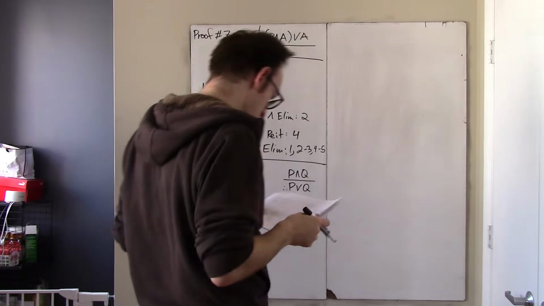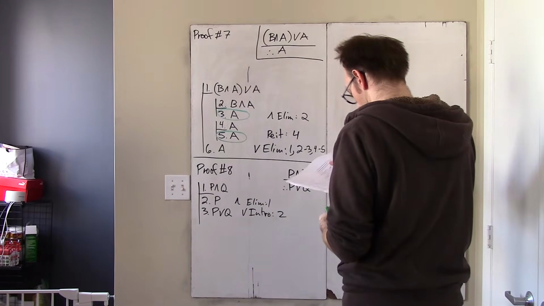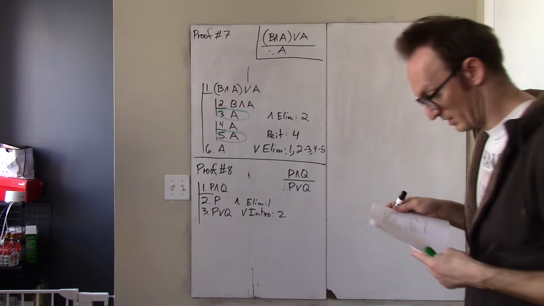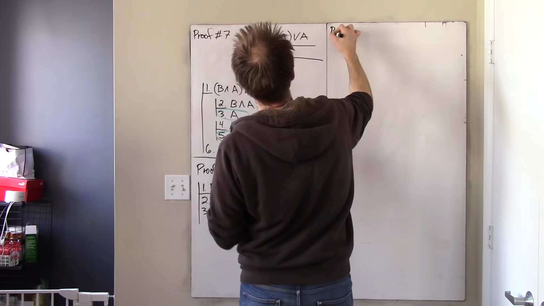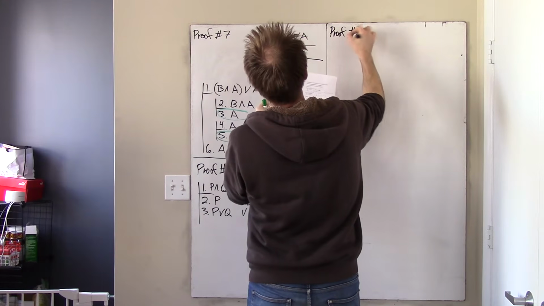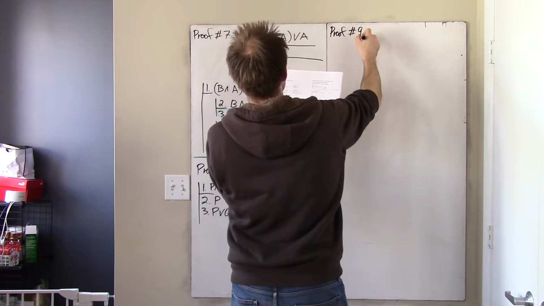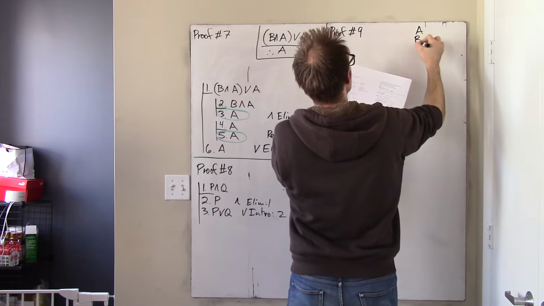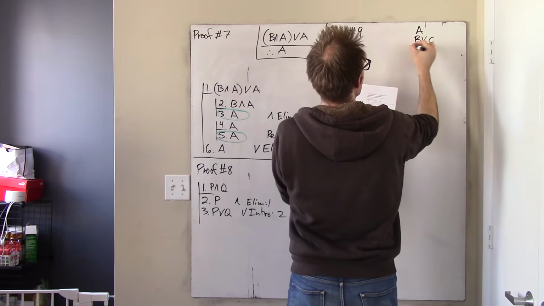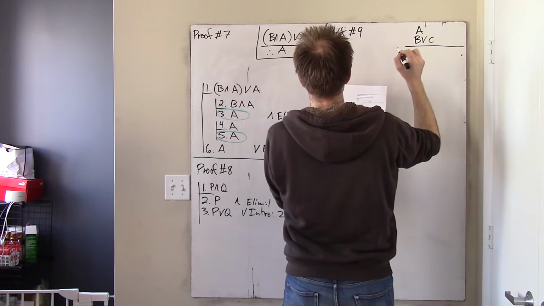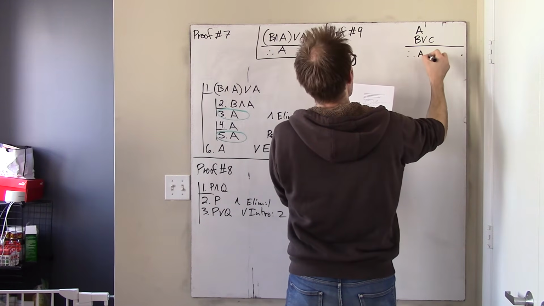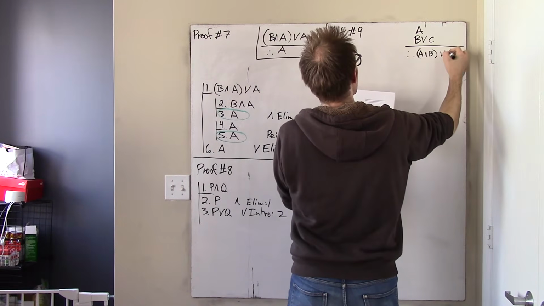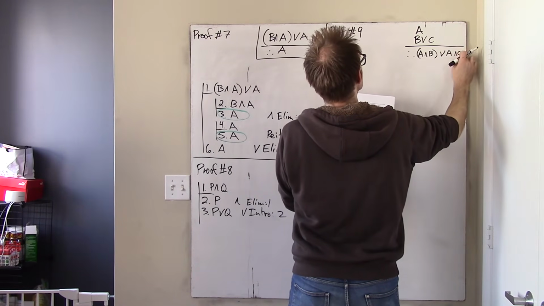Okay, 2 more. Let's do it. I think I can squeeze them both over here on this board. There is proof 9, which says, okay, I have 2 premises, A, B, or C, and from those 2 premises I would like to conclude A and B, or A and C.